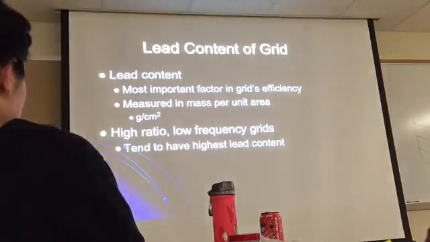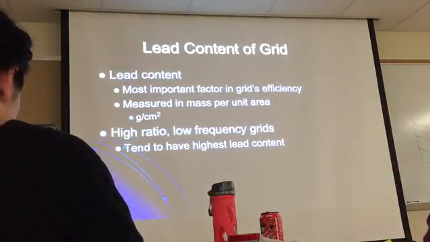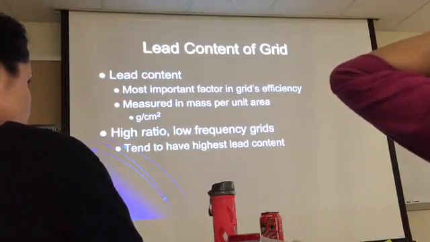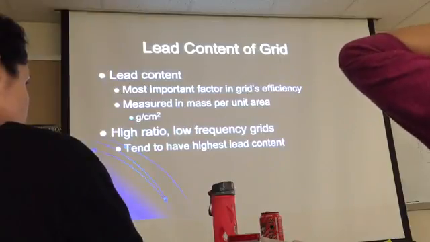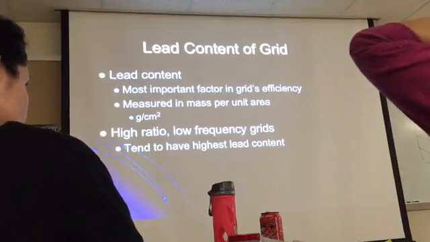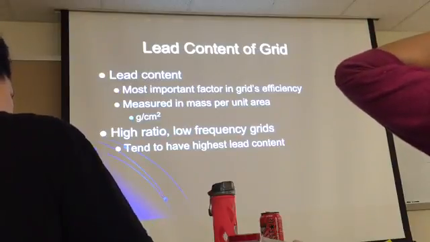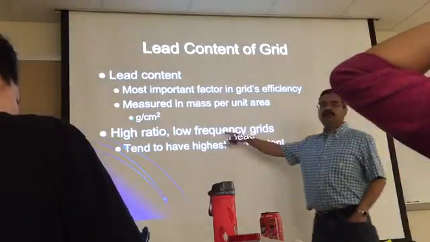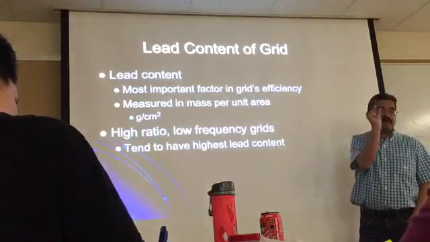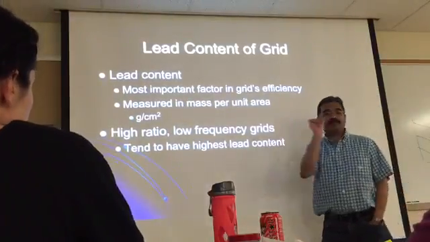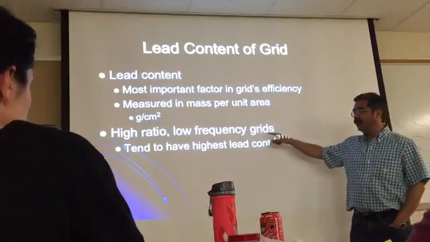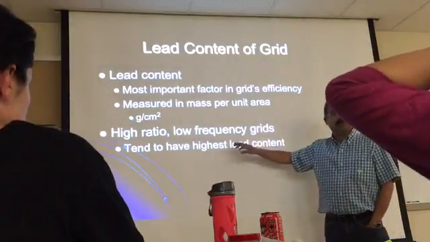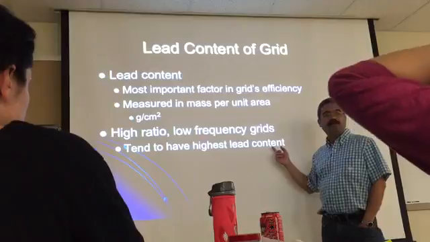Highest lead content? Why? Because if you think about it, a high ratio grid is telling you two things. A high ratio grid is telling you either the lead strips are going to be thick or they are tall. And in either case, either you make them thicker or you make them taller, you're going to put more lead on it, right? And low frequency grids are telling you that the lead strips are going to be thick as well. Because when you have a high frequency grid, you have very thin lines, right? So that's what it means. They tend to have the highest lead content.